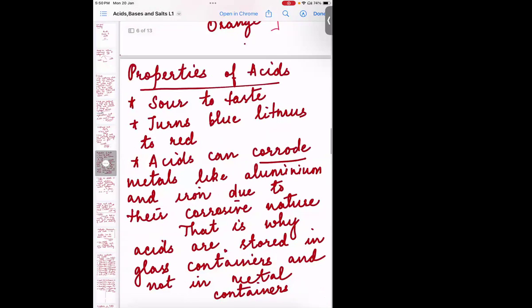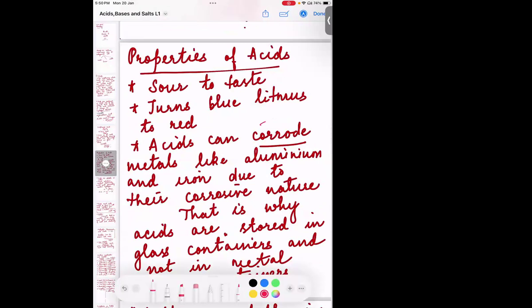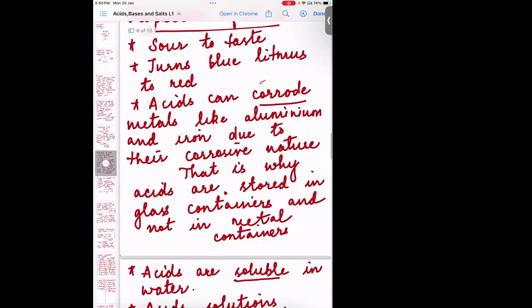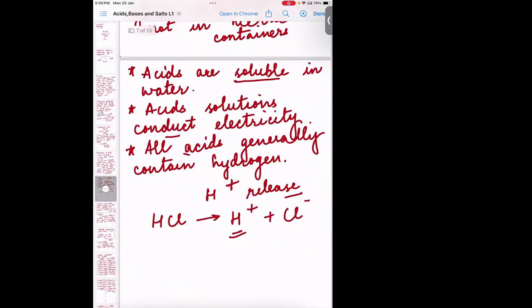Now, coming to the properties: they are sour in taste. They turn blue litmus to red. They can corrode metals like aluminum and iron, and that is why acids are always stored in glass, so that they cannot corrode the container. Then acids are soluble, we can mix them in water, and they also help in conducting electricity.